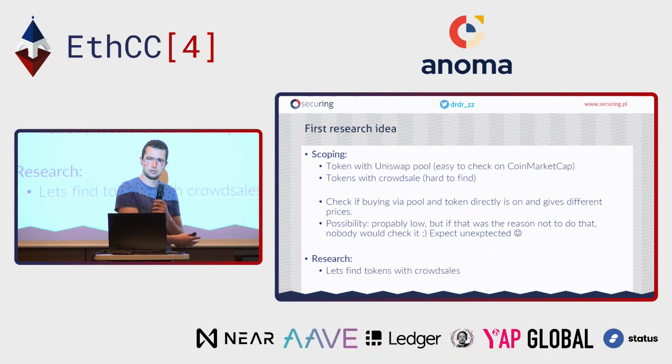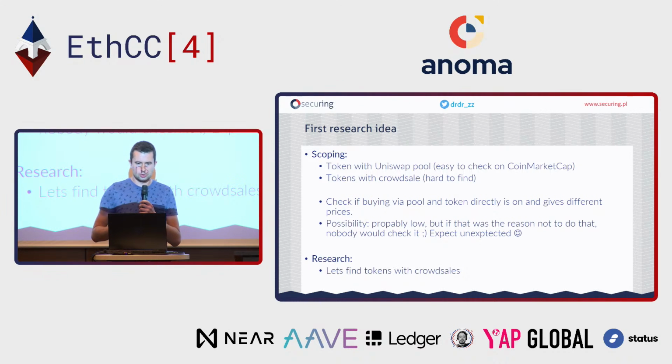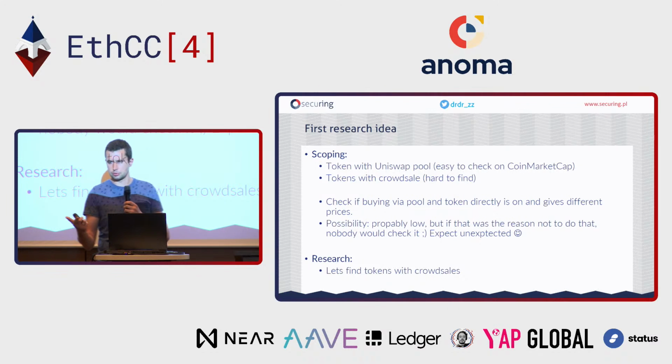They have a crowd sale or pre-sale, and they have a Uniswap pool. And maybe they forgot to finish their pre-sale. So the idea was to look for tokens that have a Uniswap pool, and that's easy, you can check it on CoinMarketCap easily, and also that have a crowd sale. And that was hard to find for me.